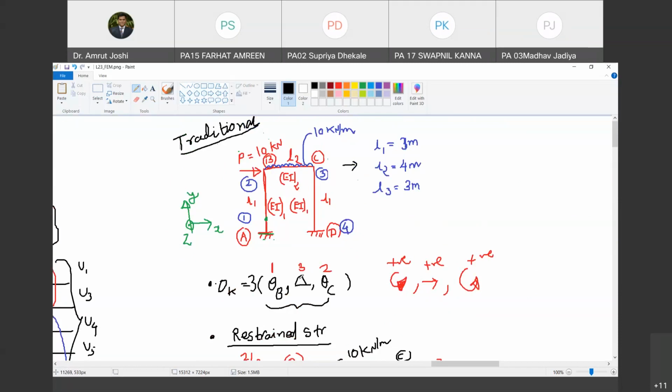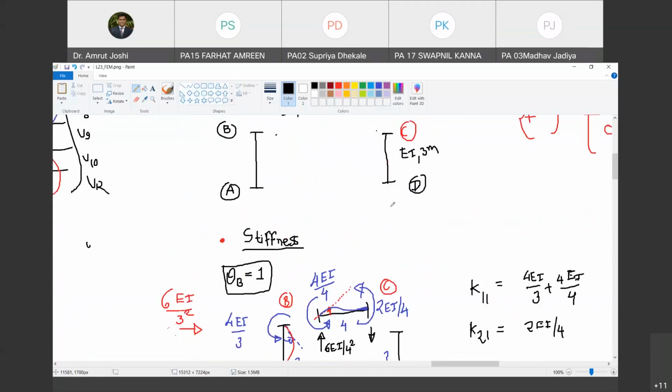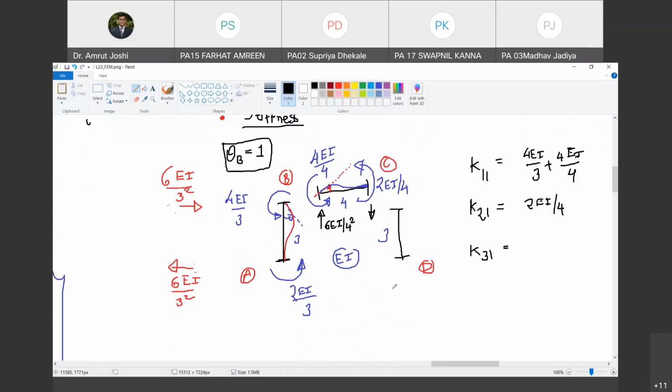Translation. In which direction? X direction. So what should we be looking for? In this diagram, we should be looking for x directional reactions at B and C because delta occurs at B and C. Do you agree with me? Yes, sir. So x directional reactions at B and C.